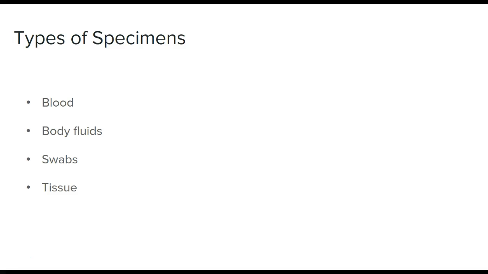Okay, types of specimens. Blood, body fluids, swabs, and tissues are the main parts. The reason that these are all in here is because not only do phlebotomists collect the blood, but they receive all these specimens in the lab. Blood is the most common specimen, and it's usually venous from a vein. That's what the phlebotomists usually stick.